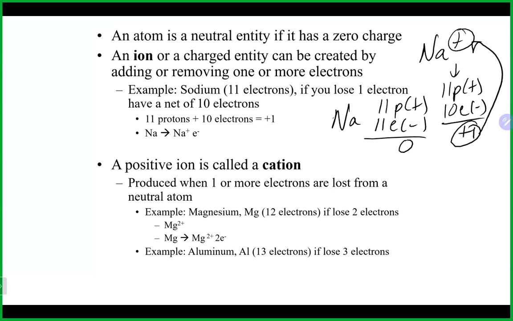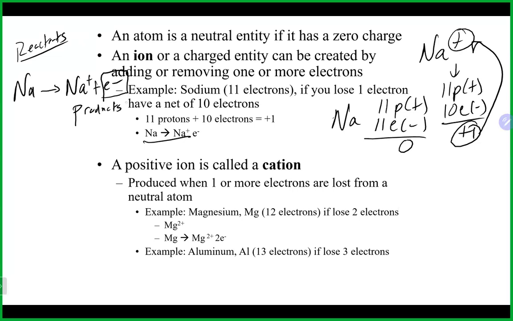Sometimes we could represent this process by writing a little chemical equation, and that's what we see here. We have our sodium that has no charge. It will then become sodium with a plus one charge and give off one electron. The left-hand side of the arrow, as we talked about before in chapter 10, I think, is our reactants, and the right-hand side of the arrow is our products. When we show an element losing electrons, we always write the electrons on the product side to indicate that they're being given off or lost.